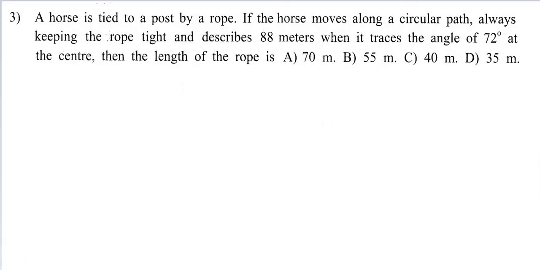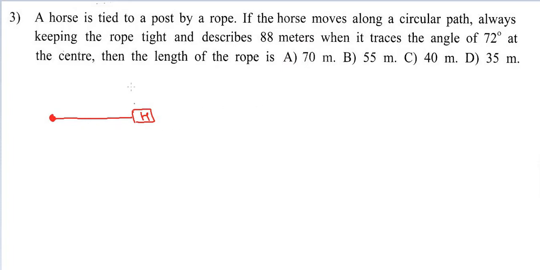MCQ number 3. A horse is tied to a post by a rope. Now let us consider a post. Let this be the post, and a horse is tied to this post. Let H be the horse tied to the post. If the horse moves along a circular path, always keeping the rope tight, and describes 88 meters when it traces an angle of 72 degree at the center, then the length of the rope is.